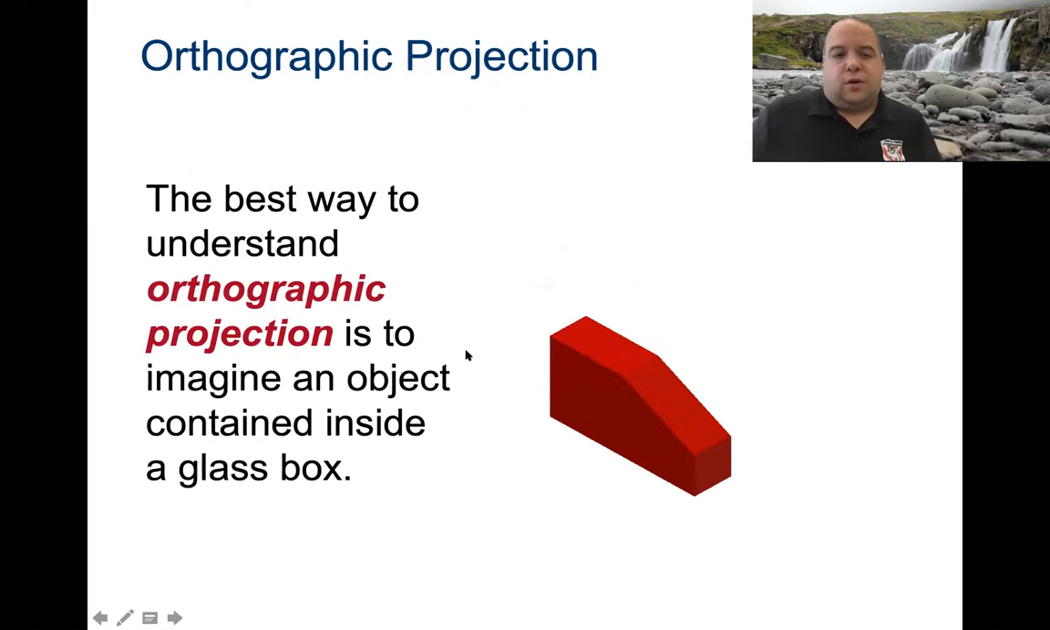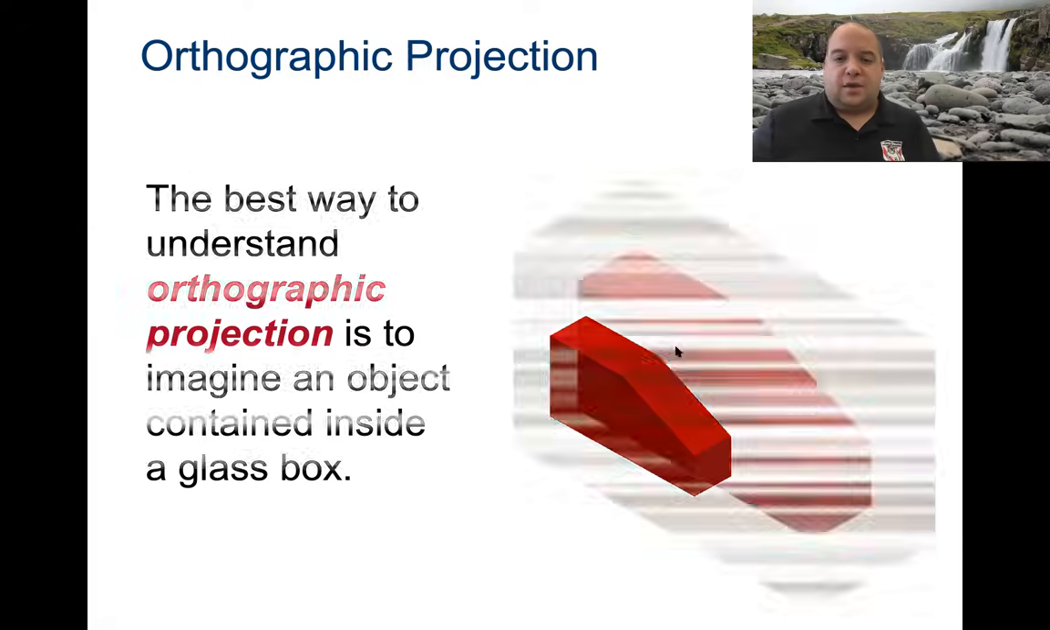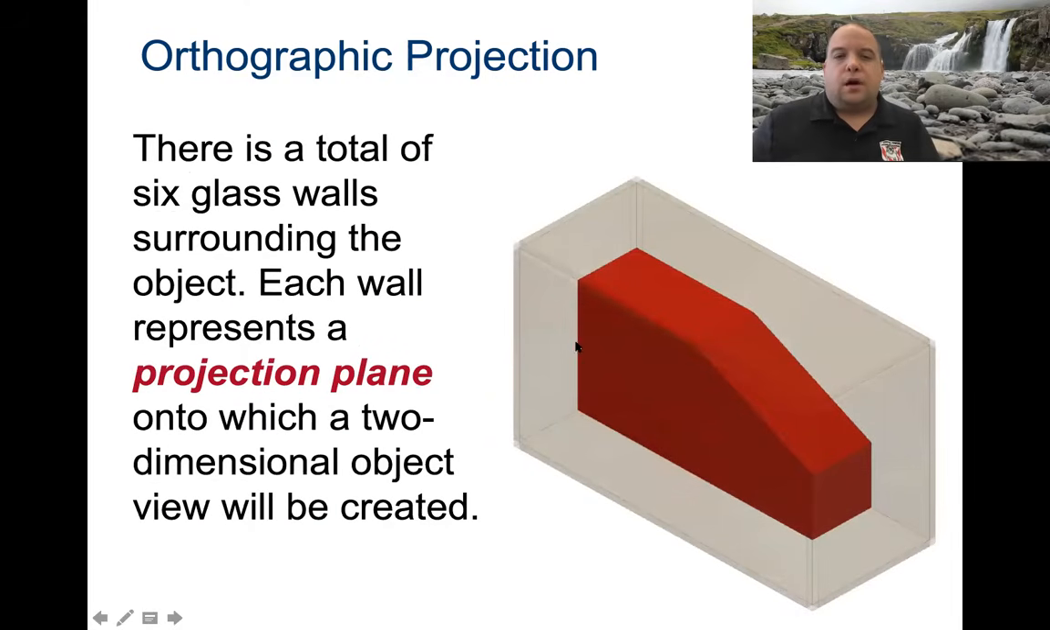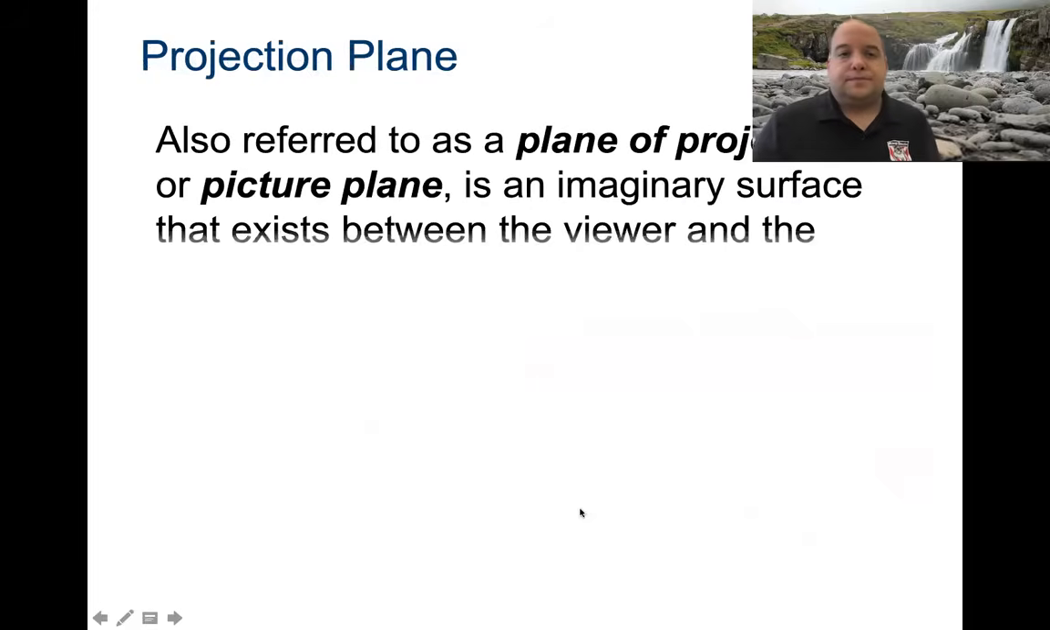The best way to understand orthographic projection is to imagine your object inside of a box. We have been doing the box method on every type of drawing we've done. So we have already determined the six sides of this thing. We know what the height is and the width is and the depth is. We've put our imaginary box around it. Each wall represents a projection plane. So when you look at this side over here, this is determining our front view. This part of the box is determining our top view, and the one on the right over here is determining our right side view.